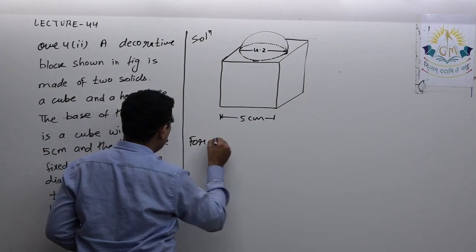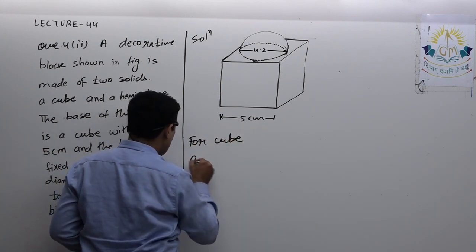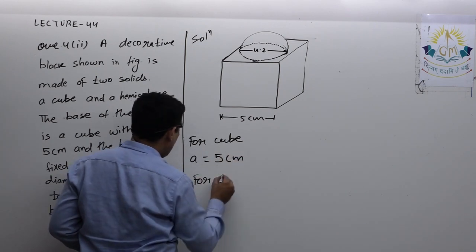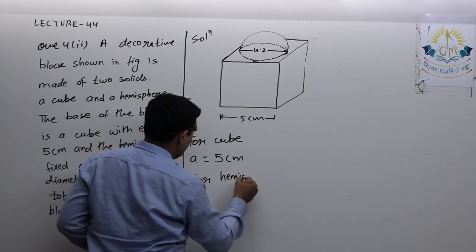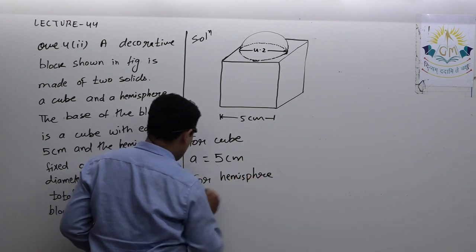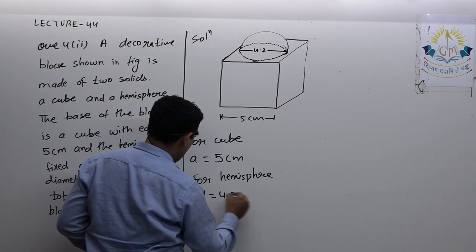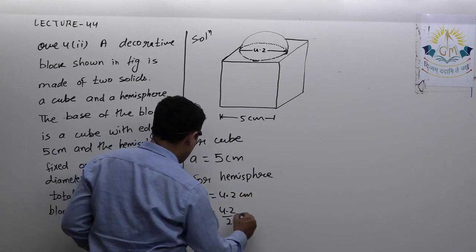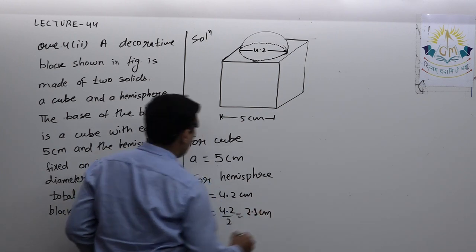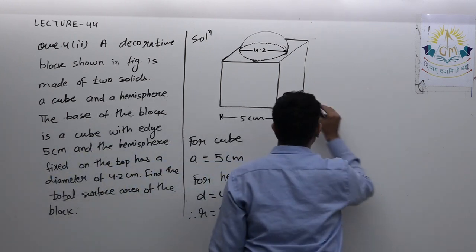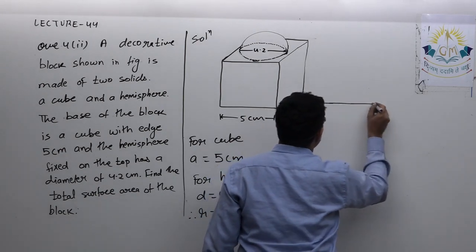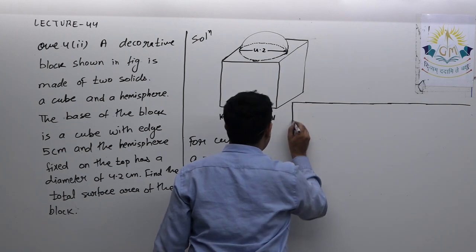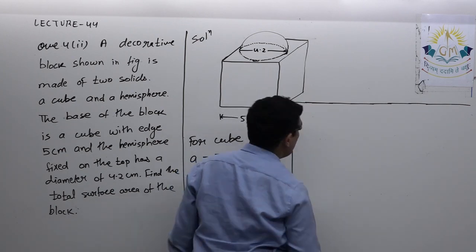So for cube, A is equal to 5 centimeter. For hemisphere, diameter is 4.2 centimeter. Therefore, radius is equal to 4.2 by 2, that is 2.1 centimeter. So here I got this. Now simply I will find the required area by adding or subtracting the area of different surfaces.